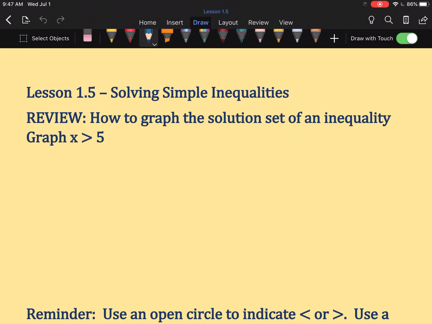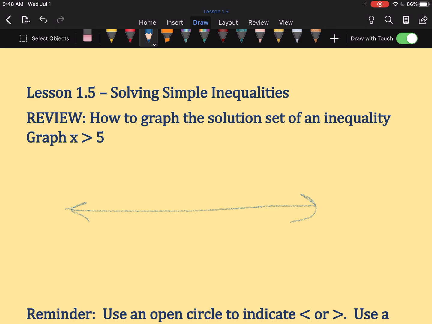Next lesson is solving simple inequalities. So the first thing we need to review is how to graph the solution set of an inequality. So we're going to graph x is greater than 5. To do this, we have to throw down a number line.